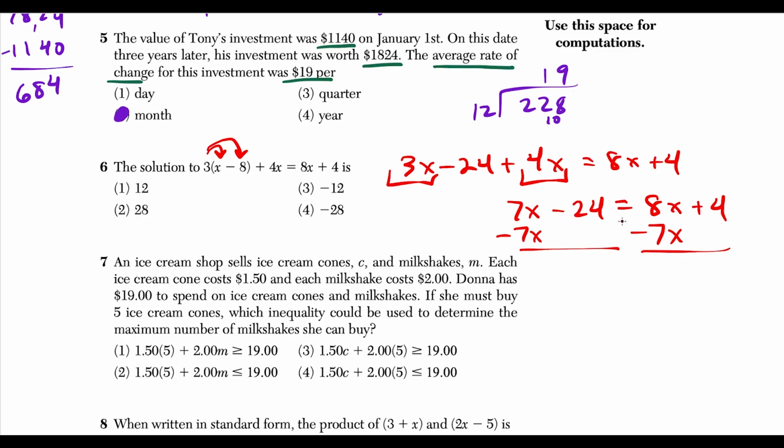And some people like to move all the x's to the left, but I like to move the smaller x over. So now we have x on this side plus 4 equals 7x minus 7x cancels, and we got minus 24 left. So now just subtract 4 on both sides, and you got x equals minus 24 minus 4 is minus 28. So this is going to be choice 4.